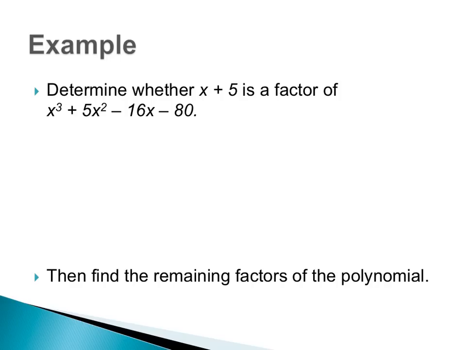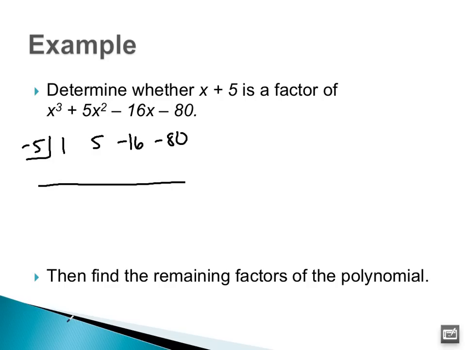So first thing I want to do is synthetic substitution or synthetic division. If it's x add 5, negative 5 goes in the box. My coefficients are 1, 5, negative 16, and negative 80. So I bring down the 1, now multiply. 1 multiplied by negative 5 is negative 5. Adding down, I get 0.